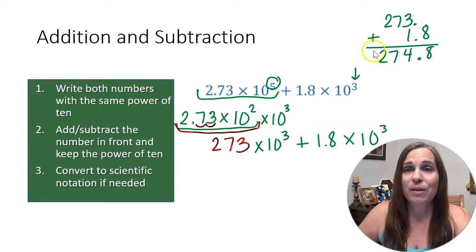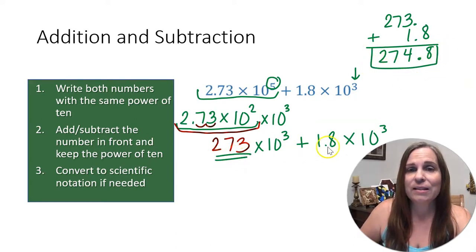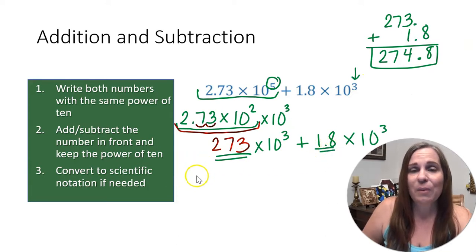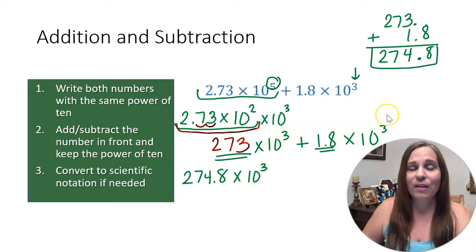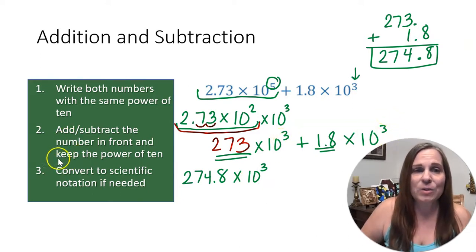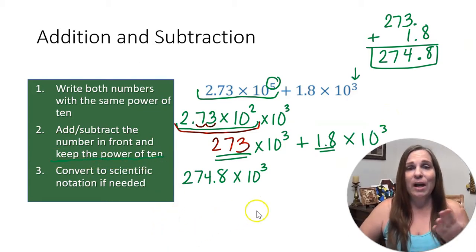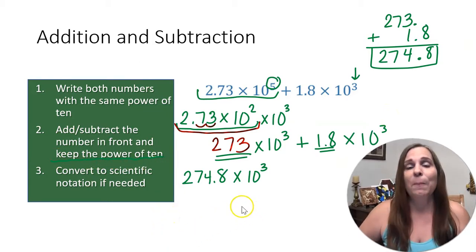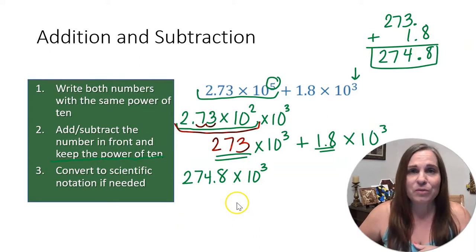Right? So this is the number that I get when I add this and this. So now I have 274.8 times 10 to the 3rd. You just keep the power of 10 the same, right? That's what it says over here too, if you forget. Keep the power of 10. We add or subtract the number in front and keep the power of 10 once they're the same, right?